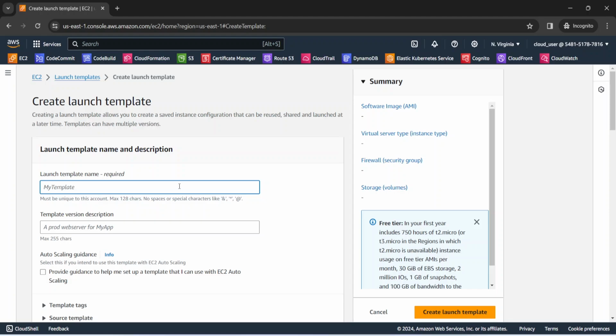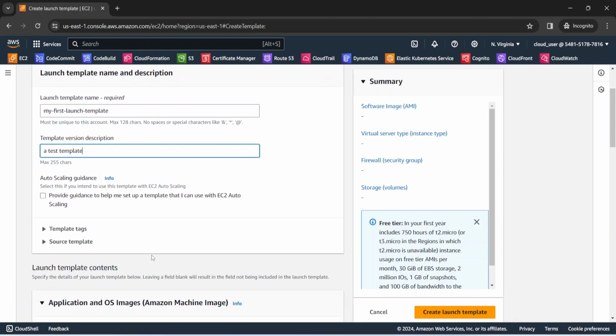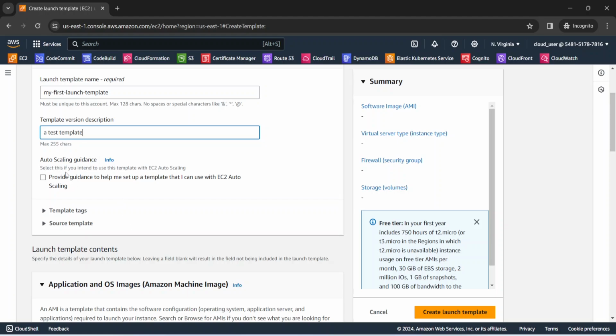I'll give it the name My first launch template, and for the template version description, we can give anything regarding the scenario. A test template is what I will give. We don't need any Auto Scaling guidance, so we'll do everything from scratch.